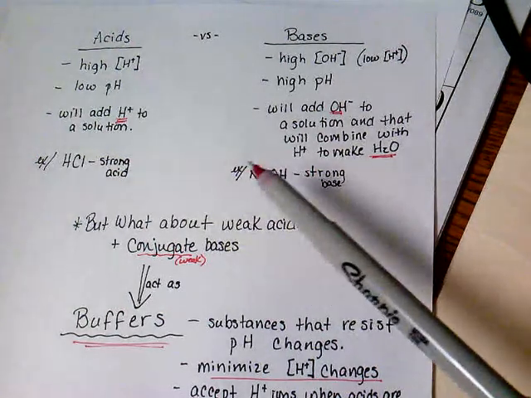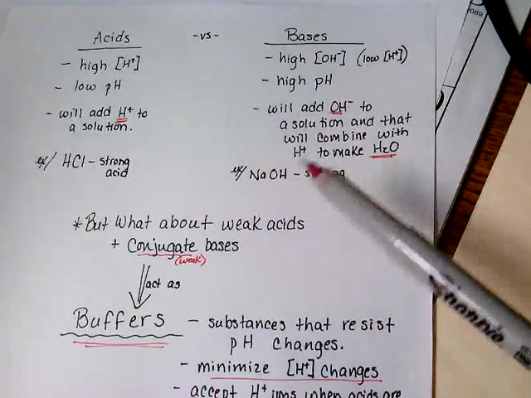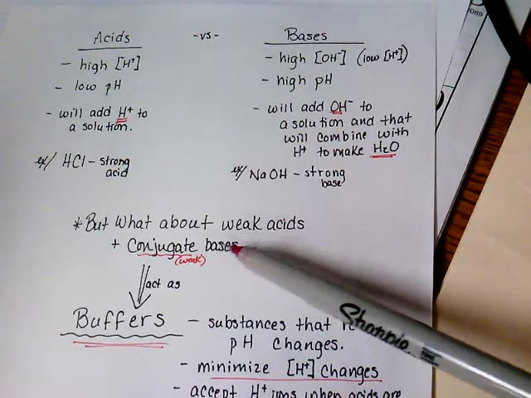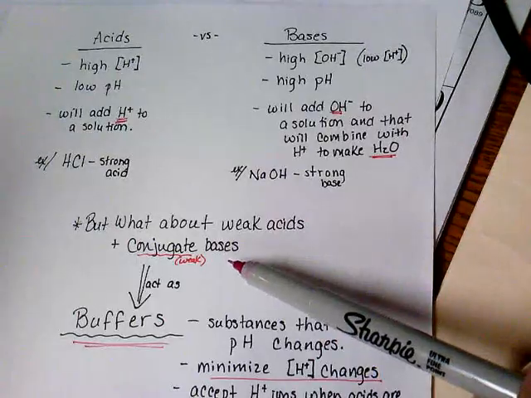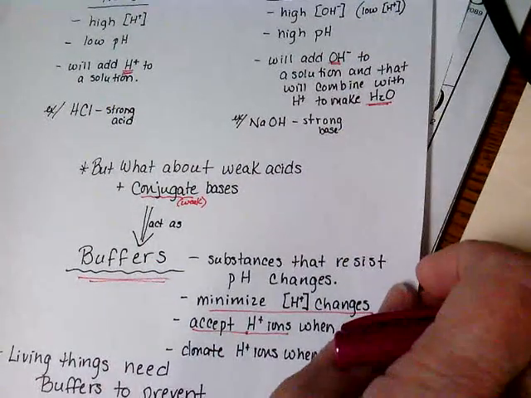But we don't care so much about the strong acids and bases if we're going to talk about buffers. We care about, like, what I like to say, weak acids and weak bases, but they don't call them weak bases, they call them conjugate bases. Weak acids and conjugate bases. Okay, they act as our buffers, especially in living things.